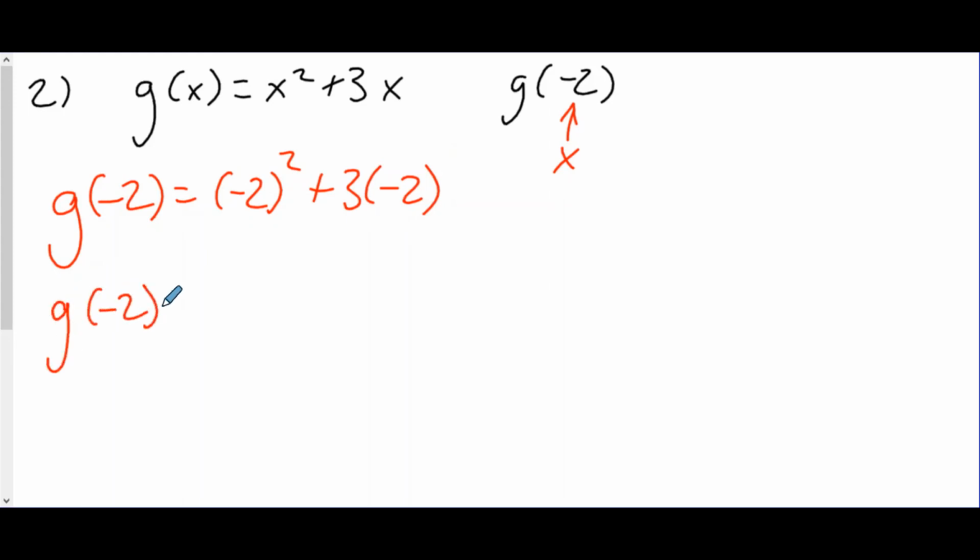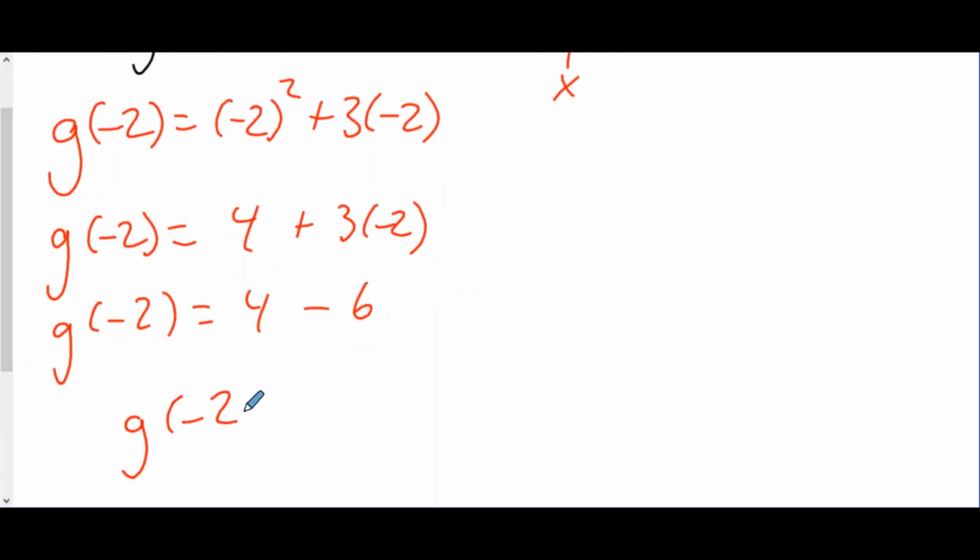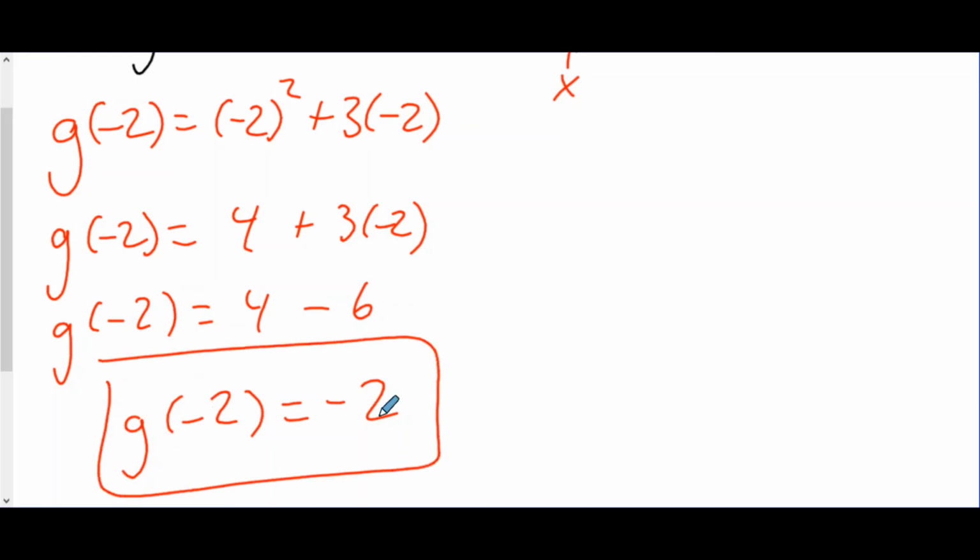All right, again, I keep that first part because it's really just labeling my answer. Do my exponent, (-2) squared, and it's in parentheses. Negative times a negative is +4, plus 3 times -2. I can do my multiplication. 3 times -2 would be -6. And then 4 minus 6 is -2. So that is my answer. g of -2 equals -2. If I put in a -2, I get a -2 out.